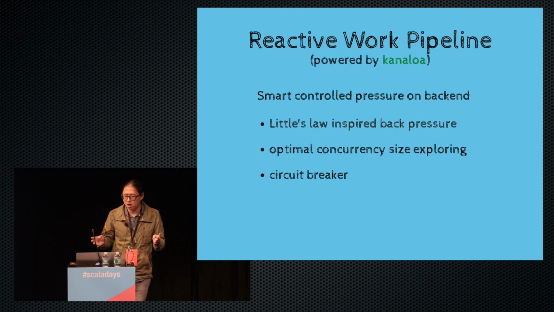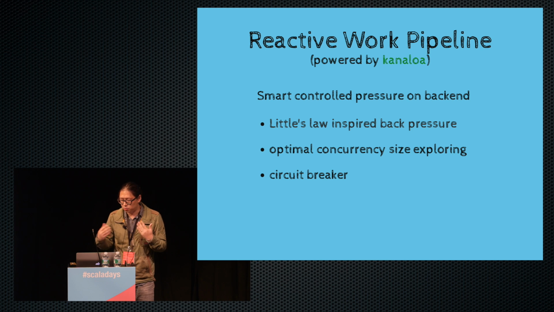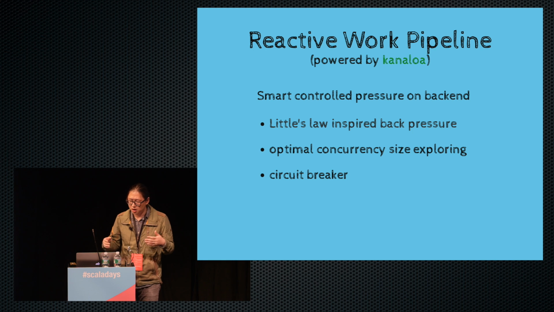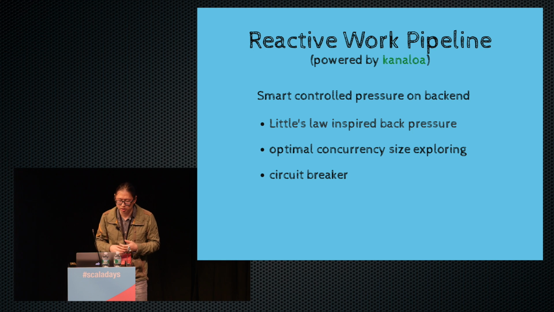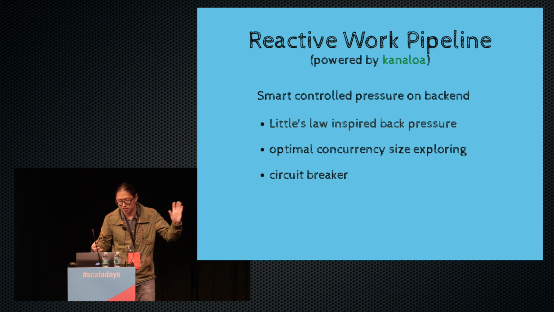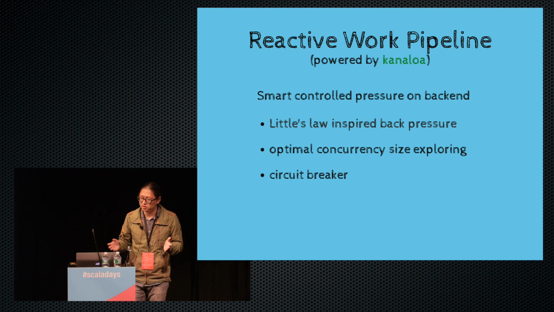So we have what we call smart control pressure on the backend that this work pipeline provides. The first thing it does is a little law-inspired back pressure. It's a very primitive back pressure handling, so that if the request is not handled in time, you're going to start to reject the incoming requests. And the other part is called optimal concurrency size exploring.